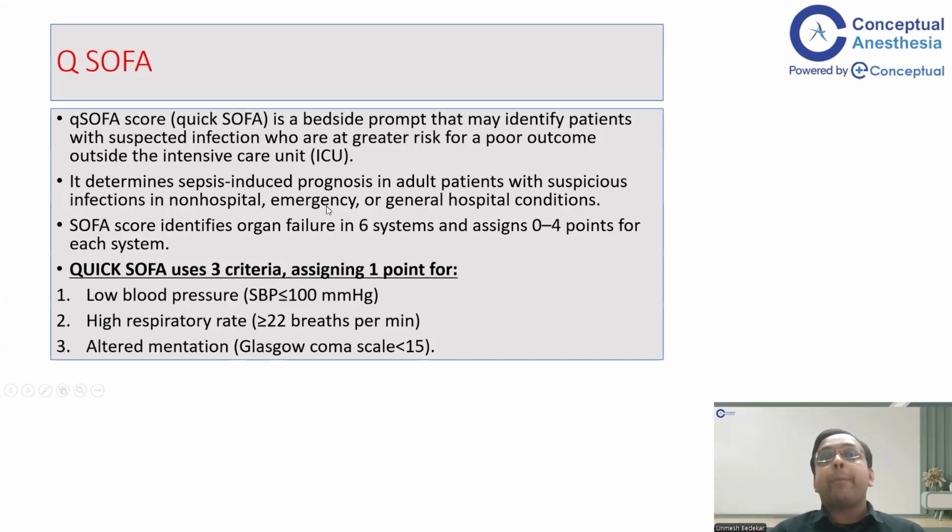So the SOFA score is a combination of identification of organ failure in 6 systems, and you may not have sufficient time to go through all the 6 systems, and hence the quick SOFA score has been utilized, which checks 3 criteria and assigns 1 point for each of the criteria. First and foremost is low blood pressure, with systolic blood pressure being less than 100 mmHg, high respiratory rate of more than 22 breaths per minute, and altered mentation with a Glasgow coma scale of less than 15. All these 3 criteria with 1 point each come under the quick SOFA score.